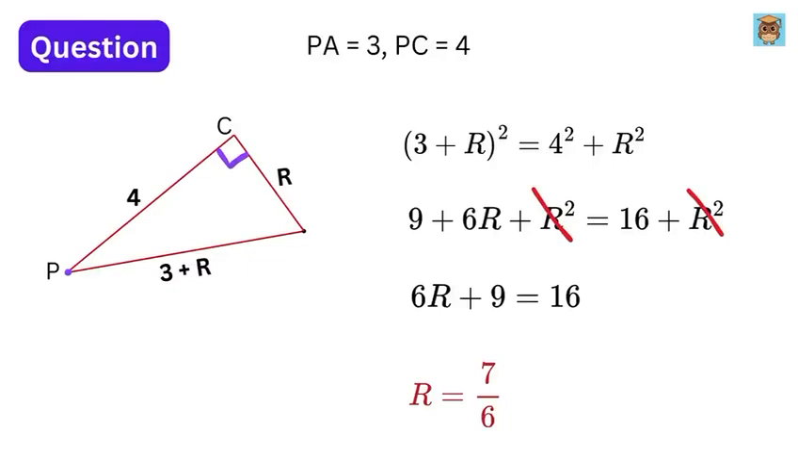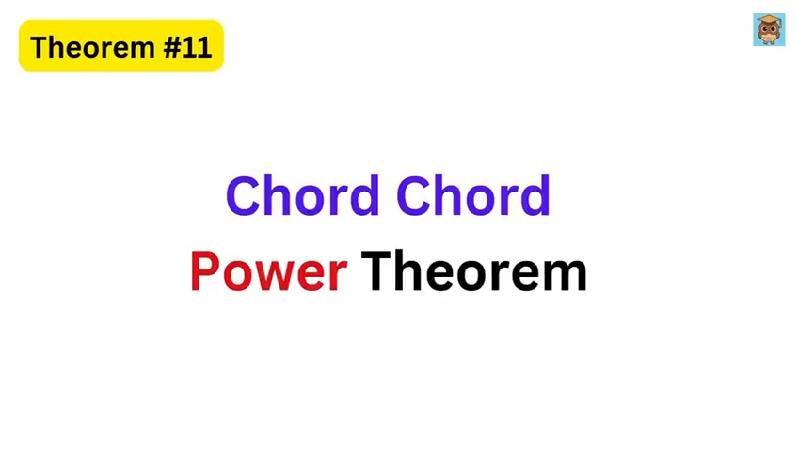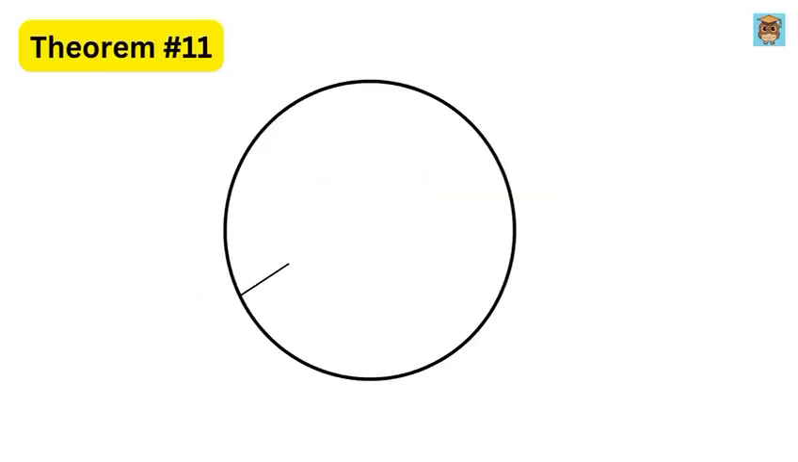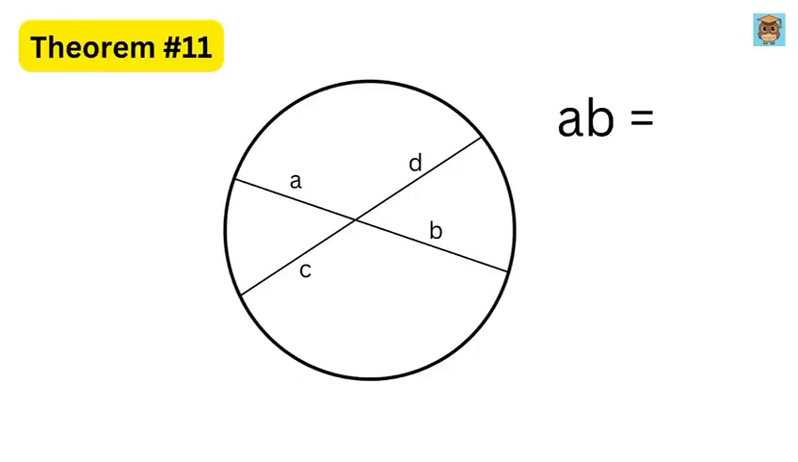Now we move on to our final theorem, or Theorem 11, which is the chord-chord power theorem. This theorem states that if two chords intersect inside a circle, let us label the sides as A, B, C, and D. The theorem says A times B will always be equal to C times D.